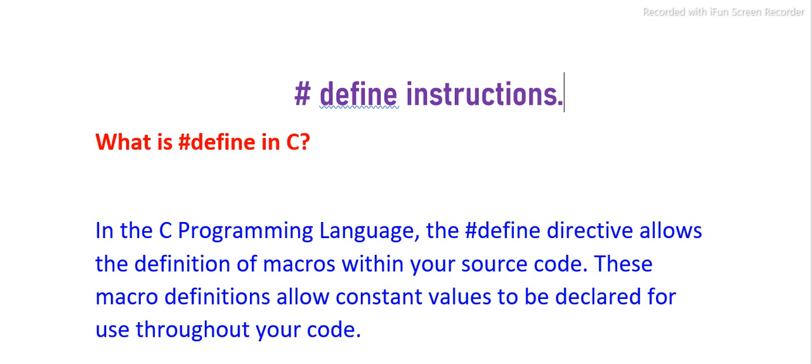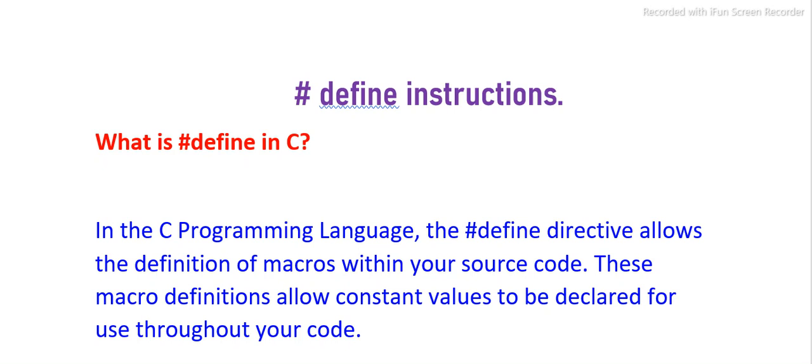What is a hashtag define in C? In the C programming language, I have already said, but I am repeating, that the hashtag define directive allows the definition of macros within our source code. Macros means the ones which I have declared only.